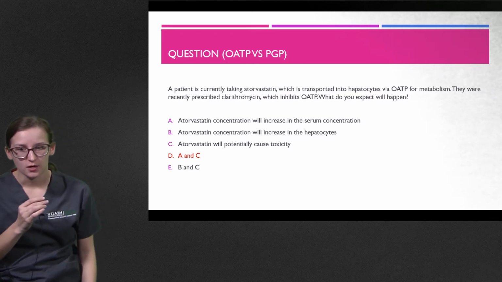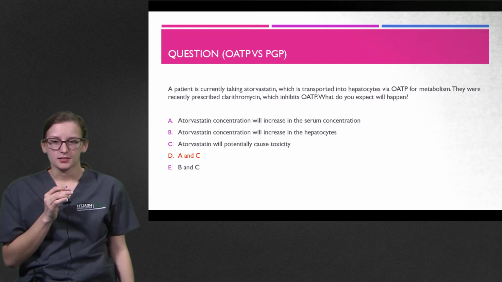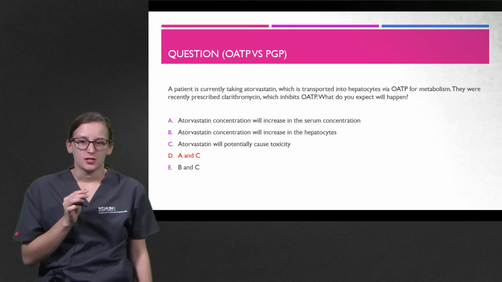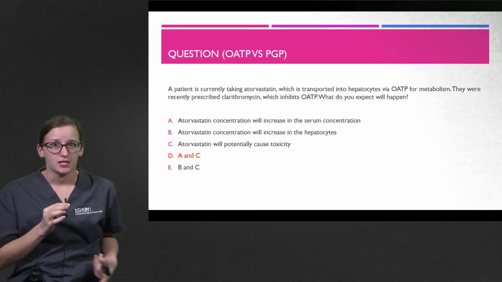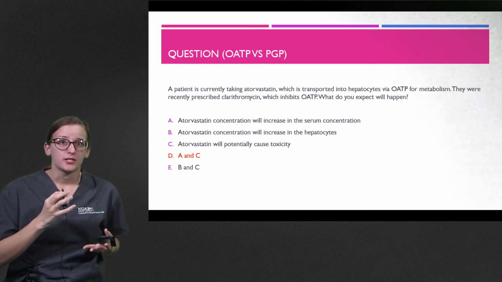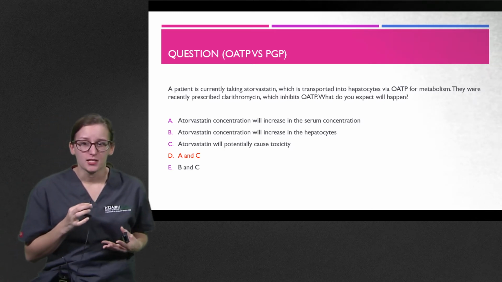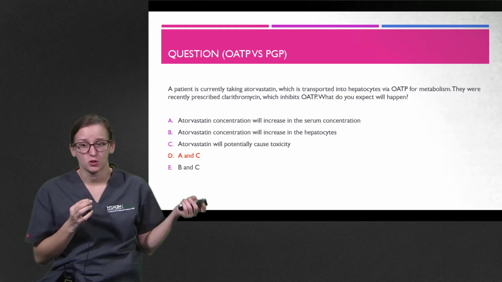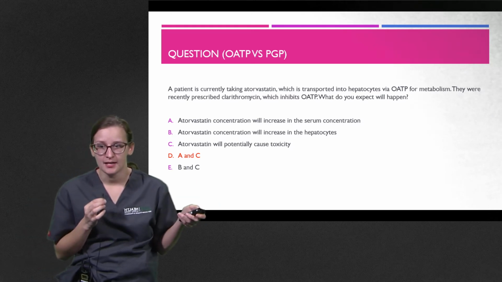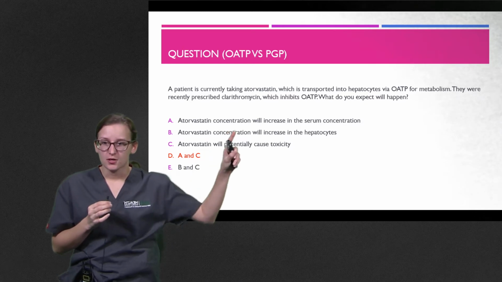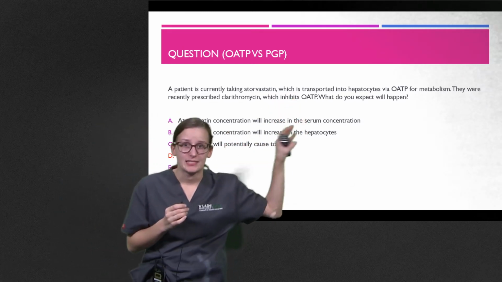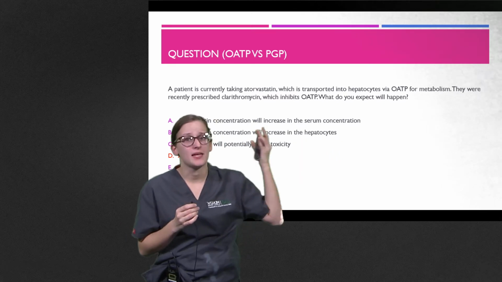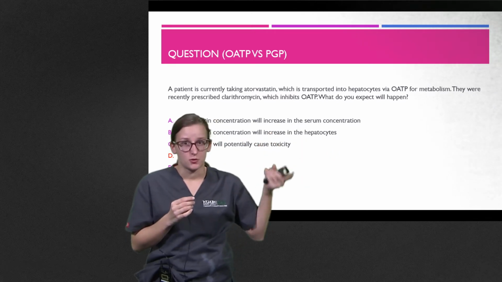All right, so for this one, not only does atorvastatin increase in the serum concentration, but remember the serum concentration, that's in your circulation. So if you have more in the bloodstream, it can actually exert more effects, so it can become more toxic if you have too much of it. So that's why this is A and C. It won't increase in the hepatocytes because if we're inhibiting OATP, we're basically not allowing it to get into the hepatocyte. We're keeping it inside the circulatory system.